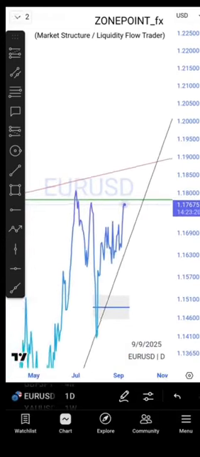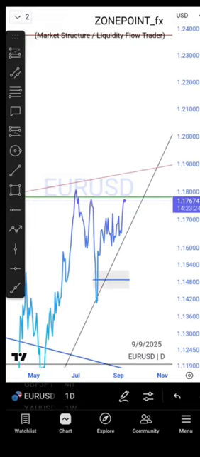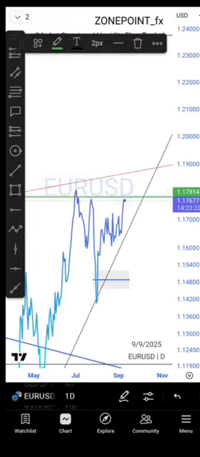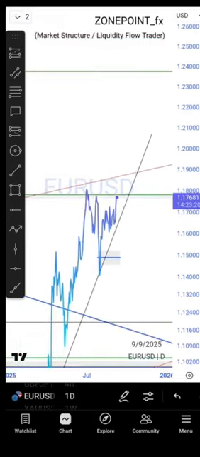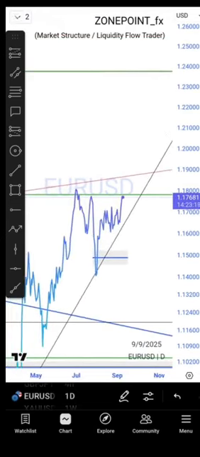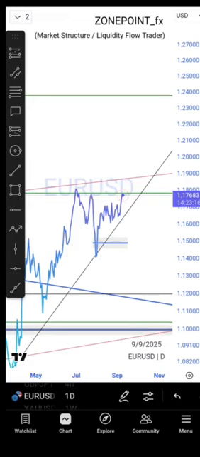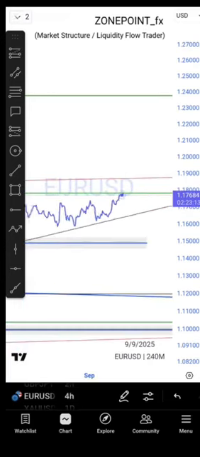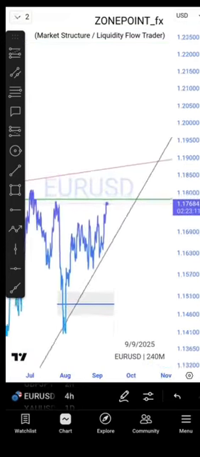So let's go to a lower time frame to see. We want to confirm our sell. So let's go to a lower time frame, let's use 4 hours first, still on the line chart.